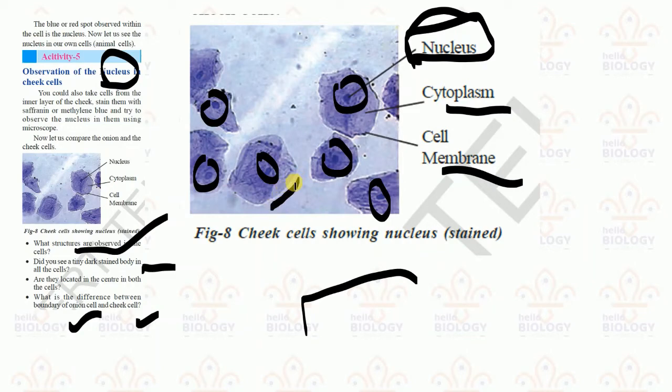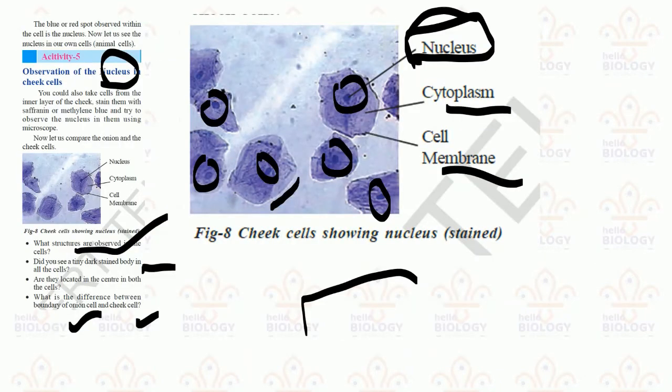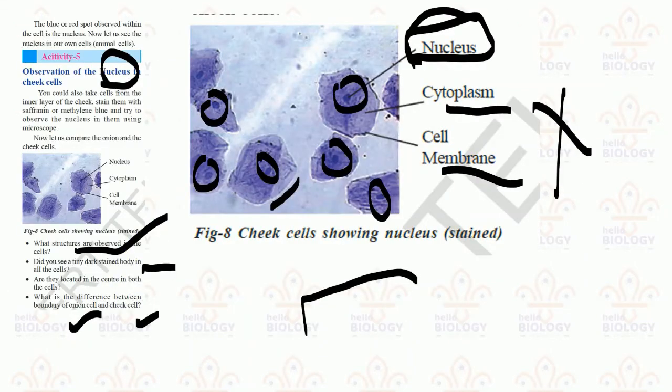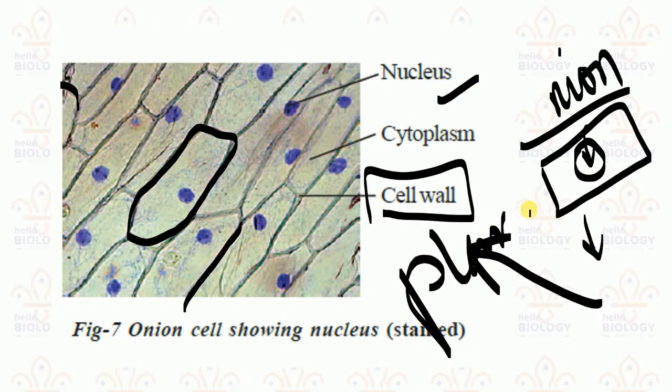Here, a very thin layer is there, like water only, but here a clear image is there. That means it has a cell wall. Onion cells have a cell wall, but in animal cells the cell wall is absent, so only these plant cells appear very hard. Usually our skin is very soft. This is an animal cell, and this is a plant cell.